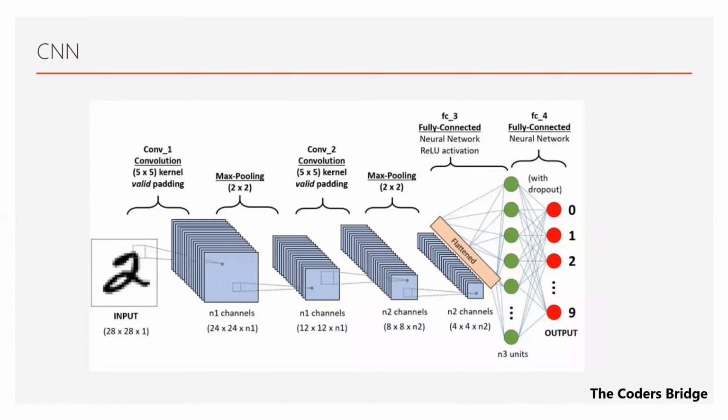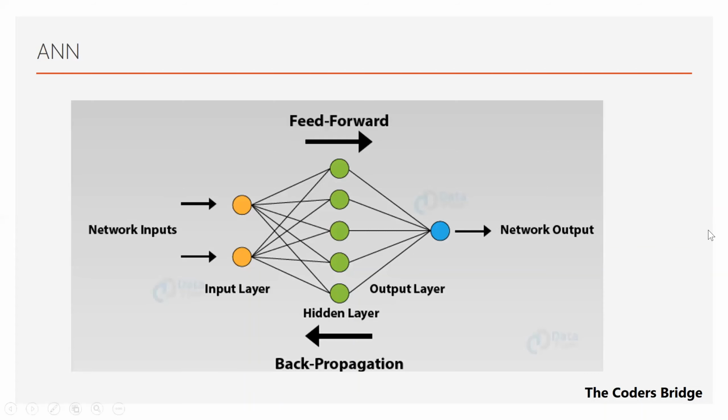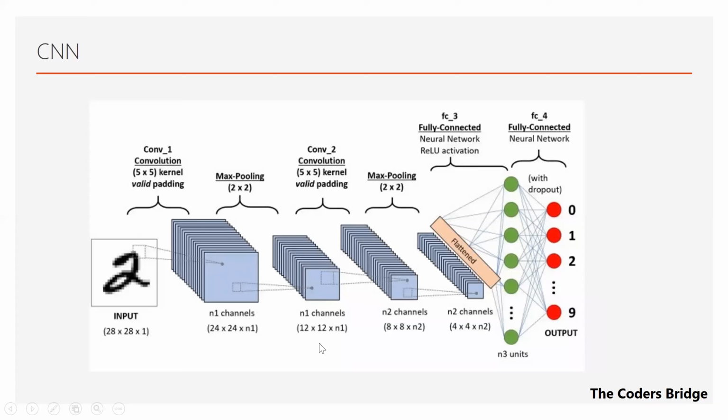Okay, so let's come back to our other technique, which is convolutional neural network. As I told you, in artificial neural network we will be working with the hidden layers, but in convolutional neural network, instead of hidden layers, we will be having filters. Normally, convolutional neural network is mainly used for image classification.